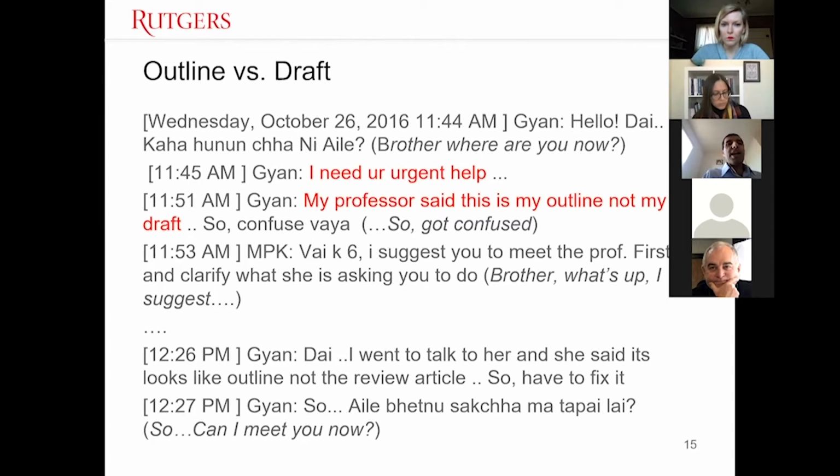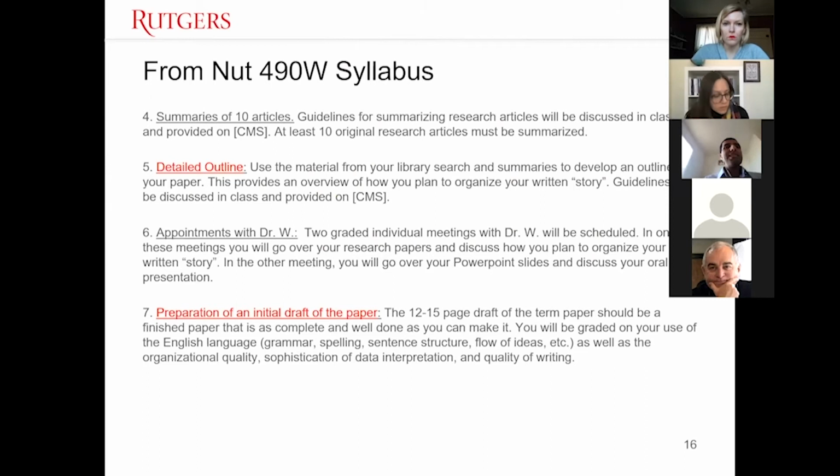So let's go to the next slide, because I think in this slide is what is written in the syllabus. If you look at number four, the student has to review at least 10 research articles related to the theme of nutrition and has to organize them in an outline first. But by the time they have to turn in, they have to create their own paper based on that literature. But what the student did, it turns out, was he just added an introduction and conclusion to that detailed outline and submitted that as his paper.